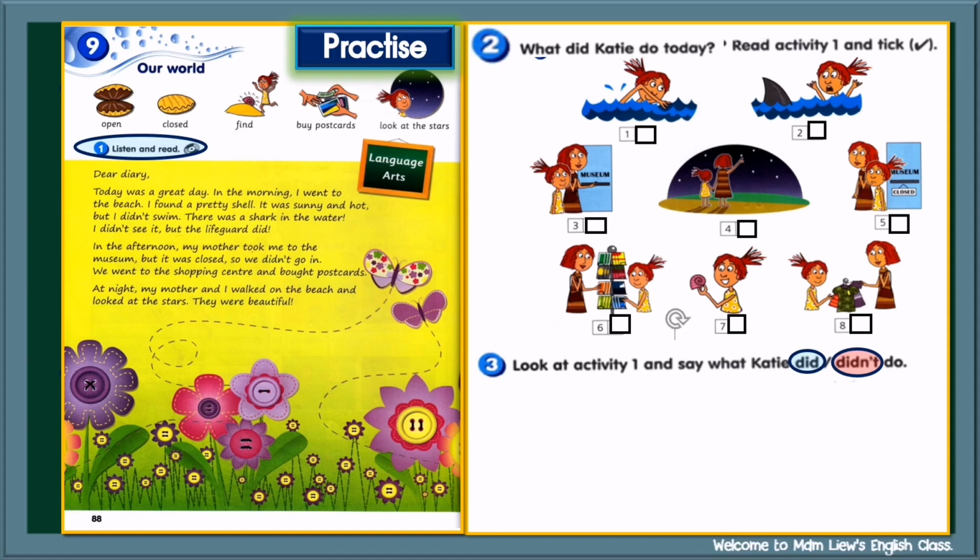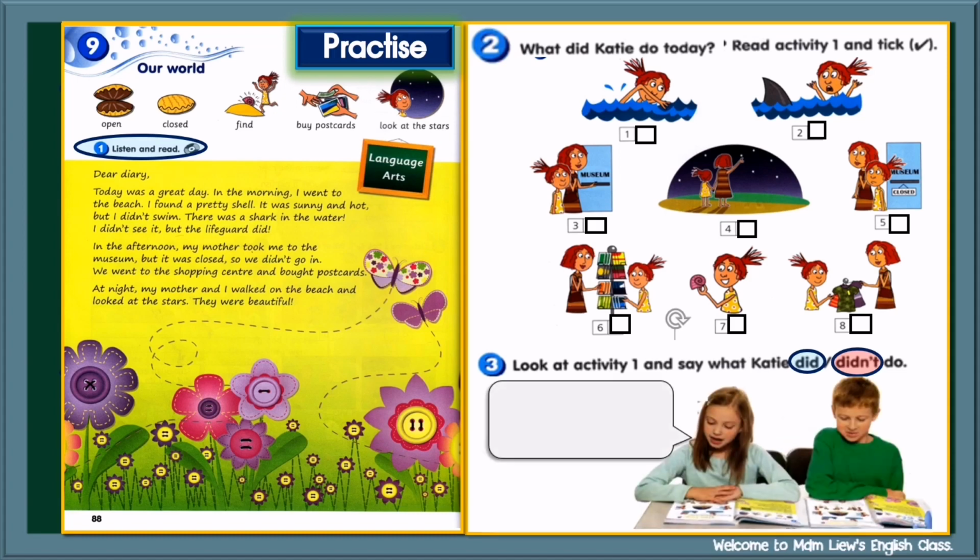Now, listen carefully to this example. Activity 3. Look at Activity 1 and say what Katie didn't do. Katie didn't swim. She found a pretty shell. Children, you can write out your sentences first based on Activity 2. Then say or read out your sentences aloud. Follow the example. After you have done both Activities 2 and 3, continue watching. We shall discuss the answers at the end of the lesson. Good luck!